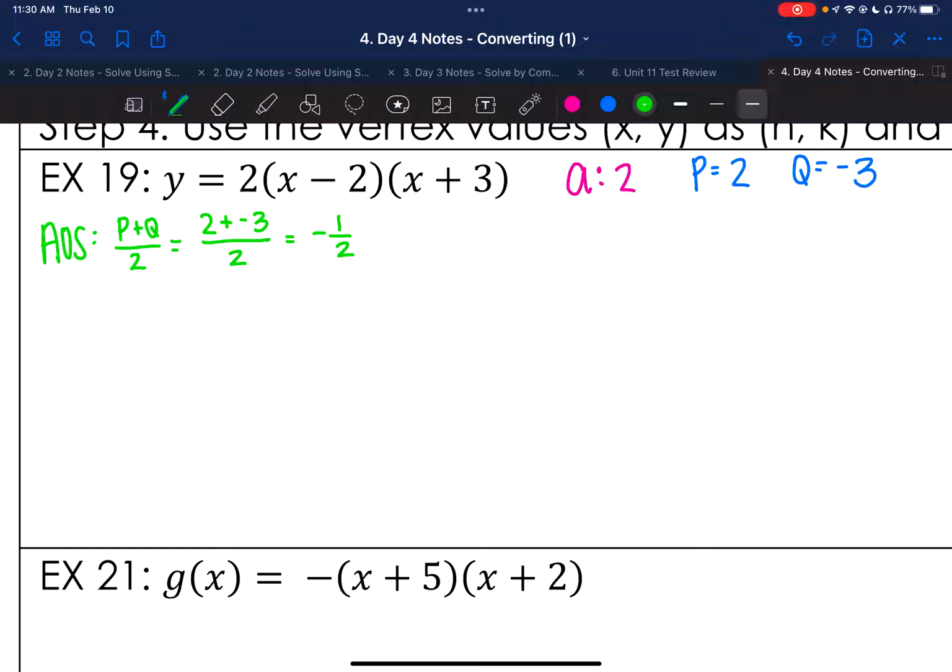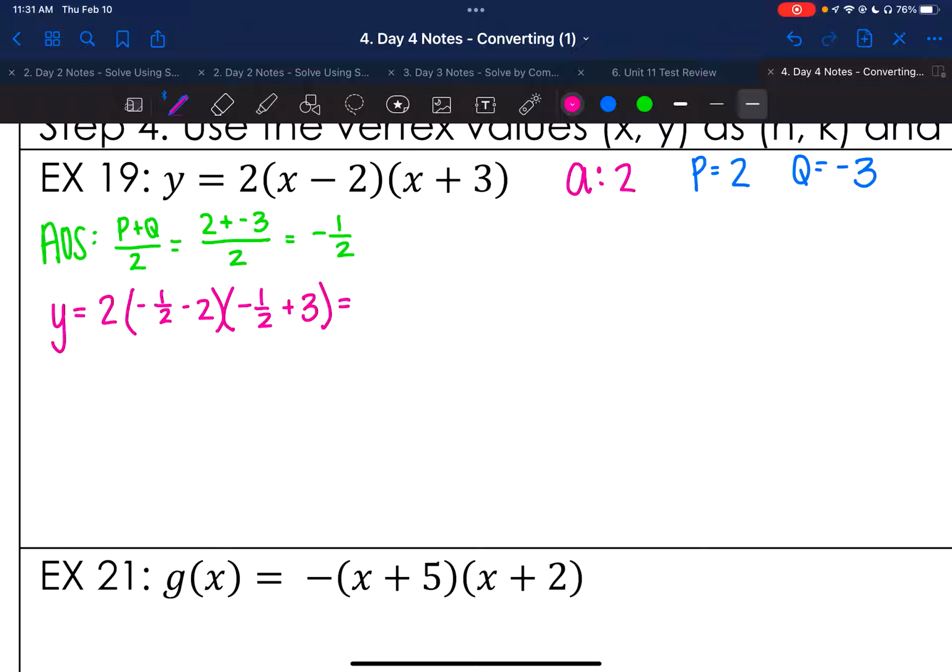Now we will plug our axis of symmetry into our original formula. Doing this will find the other part of our vertex. Because the axis of symmetry is the first half of the vertex, we have to find the second half, or our y value. So we'll plug in the axis of symmetry, solving for y: 2 parentheses negative 1/2 minus 2 times negative 1/2 plus 3.